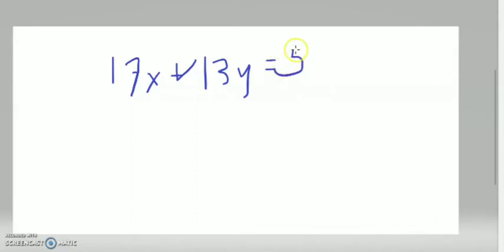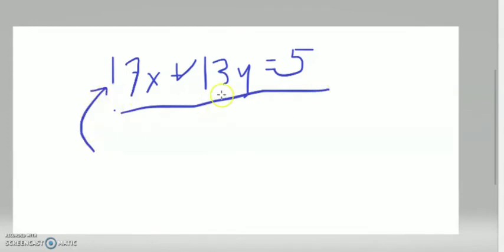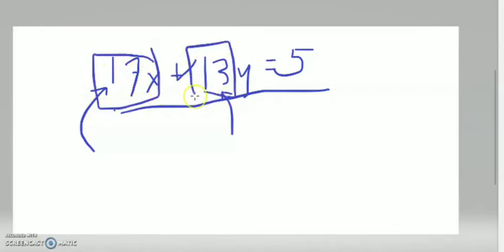Now the equation which is given is 17x plus 13y equal to 5. This is given, and we have to obtain the solution of this equation. Now how can we do that? At first, see the coefficient of X and the coefficient of Y, and compare those two coefficients, which is greater. Definitely 17 is greater and 13 is smaller.